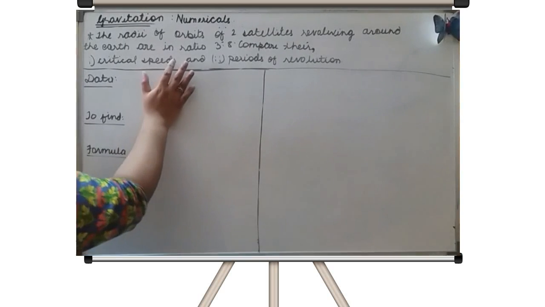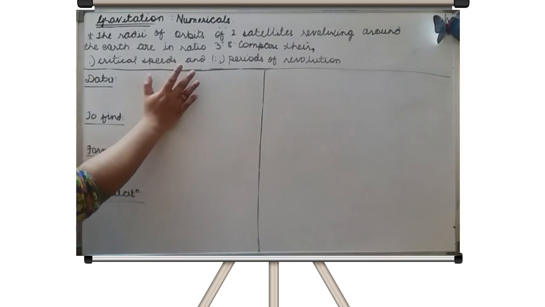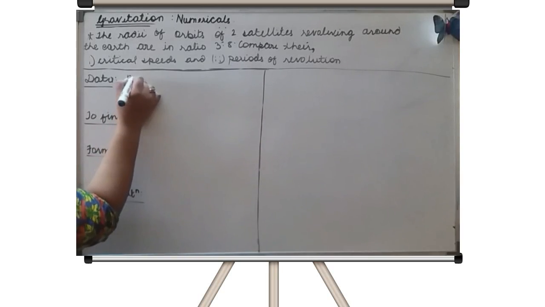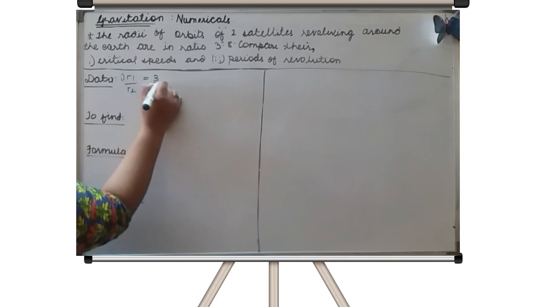Radii of orbits of two satellites revolving around the Earth are in the ratio 3:8. We have to compare their critical speeds and periods of revolution. Critical speed, that means Vc, that means under root of GM upon r. Period of revolution, that means time period T1 upon T2. Let us write down what is the data given. First is the ratio of the radii, R1 upon R2 is 3 by 8.